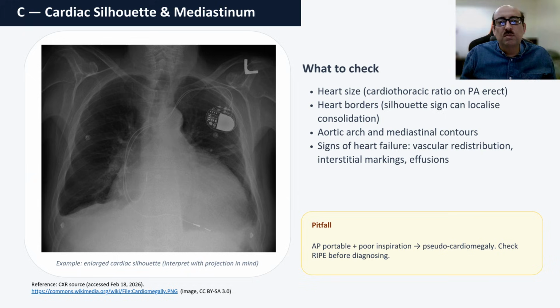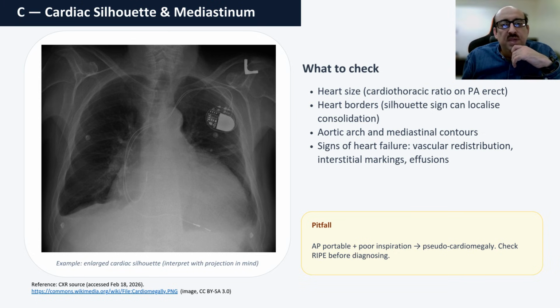What to look for? Obviously the cardiac contours or the size, the shadow itself, the cardiothoracic ratio on a PA film. The heart borders: look for whether they're clear and distinct, or is the silhouette sign positive. We will come to that in the following slides. Look at the aortic arch and knuckle, and also the mediastinal contours, whether there is any widening or not, and signs of heart failure that we will come to in the following slides.